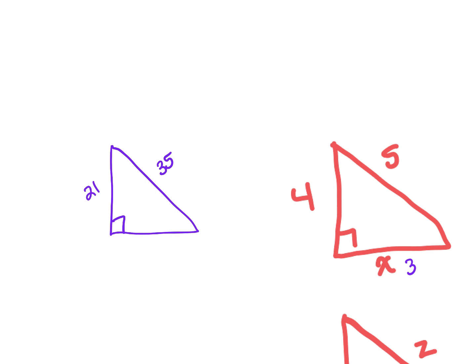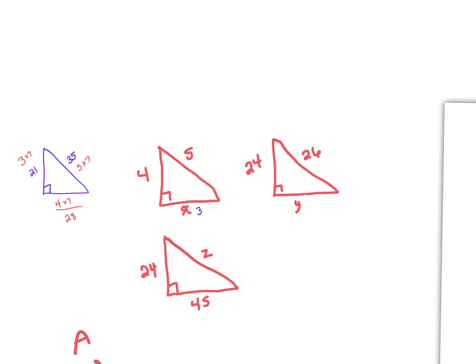Okay, that's a 3, 4, 5 right triangle. It's just that all of the sides are getting multiplied. This is 3 times 7. This is 5 times 7. So to figure out what this side is, you know it has to be a 4. It has to be a 3, 4, 5 triangle, just multiplied by 7. So yes, this side would be 28. Okay? All right, good.